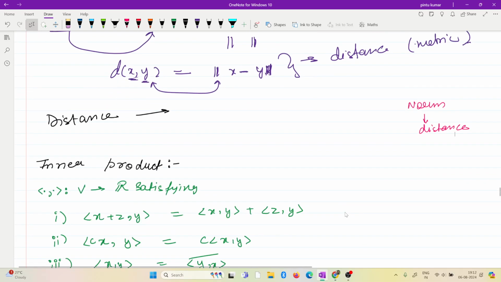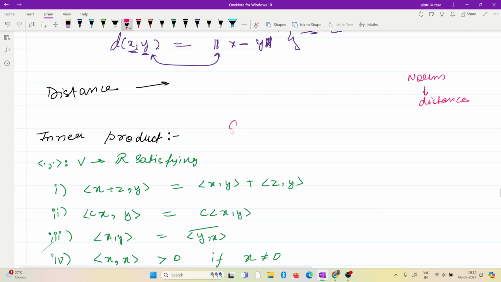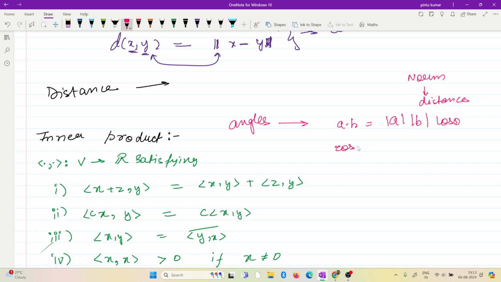So we talked about angles last time, and how we defined angles was that we have a dot b given as a b cos theta. From here we can obtain cos theta.